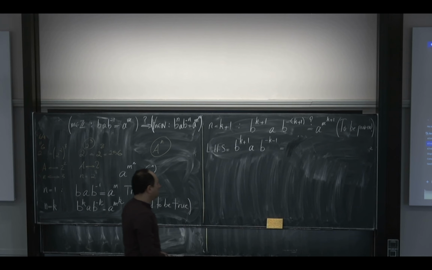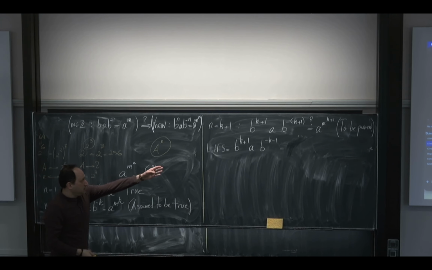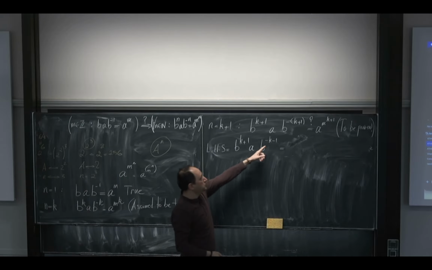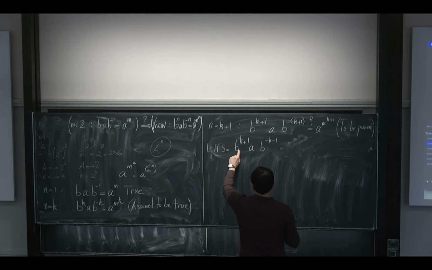Okay, but how can I do that? This is what I have. I want somehow to use this there. So this is b to the kth, and this is b to the minus kth. But either I have 1 unit here and minus 1 unit there. So if I want to use it, it is not hard to see. Let us write it in a way that I can use that equality.